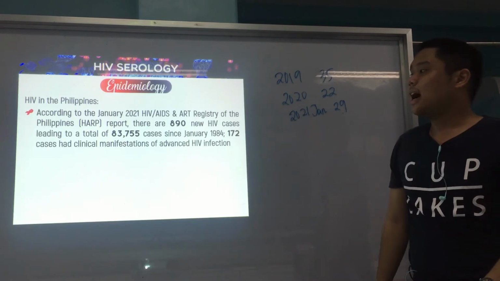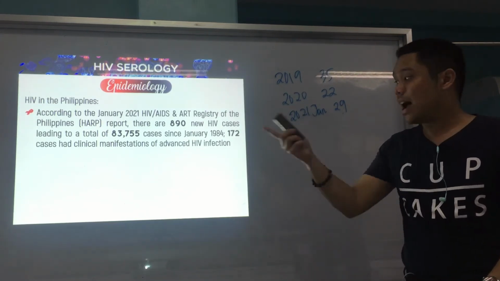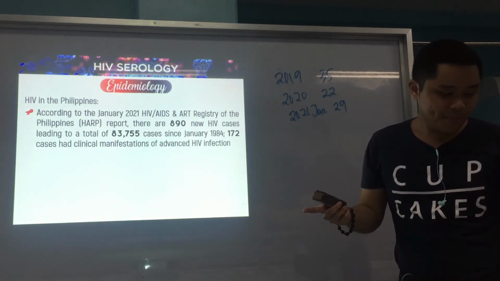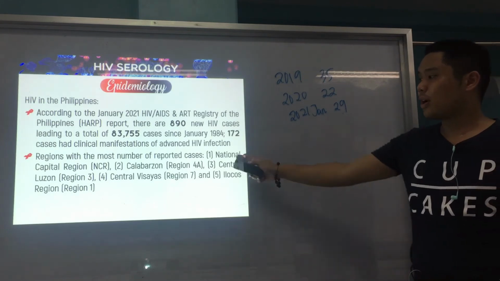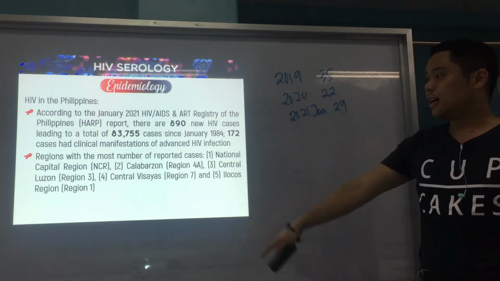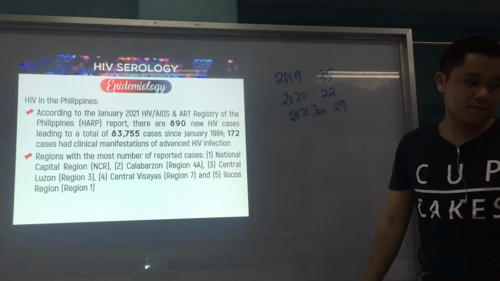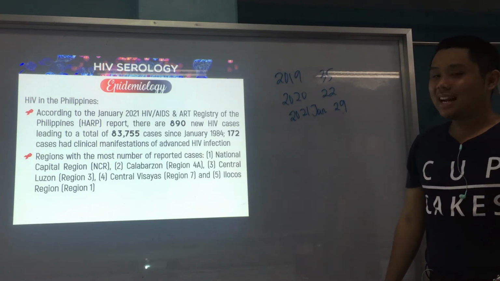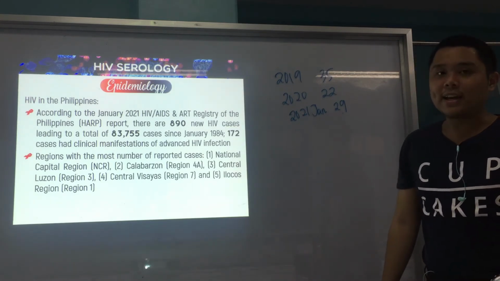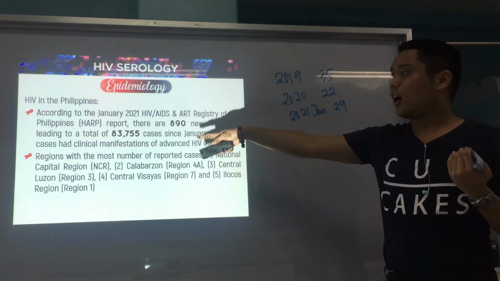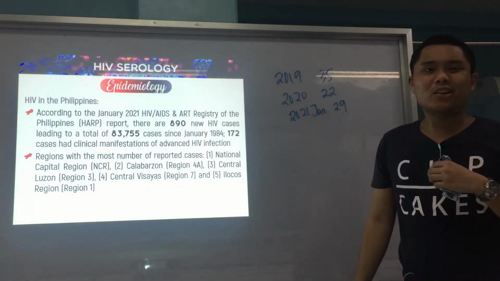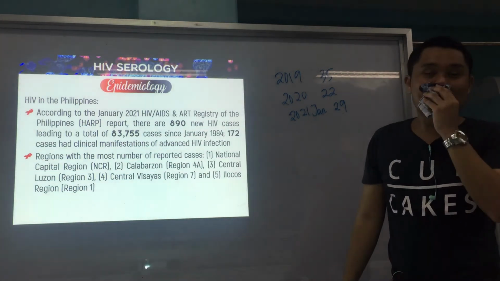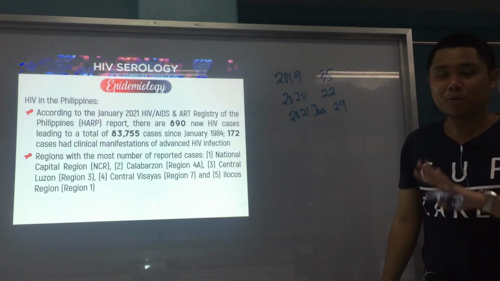And 172 had clinical manifestations of advanced HIV infection, so progressing toward AIDS. Regions with the highest number of reported cases: number 1 is NCR, number 2 is Calabarzon, region 4A, number 3 is Central Luzon, region 3, number 4 is Central Visayas, region 7, and lastly the Ilocos region, region 1. I've read other HARP reports from previous years. The ranking of regions with the most reported cases varies, but it's usually NCR at number 1, and Central Visayas is also included.